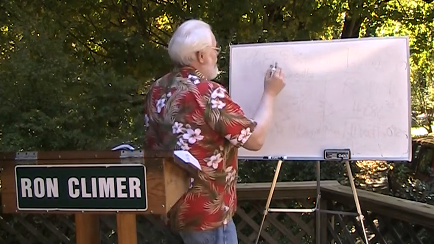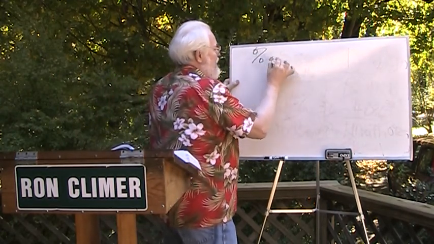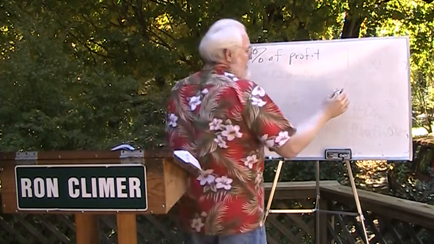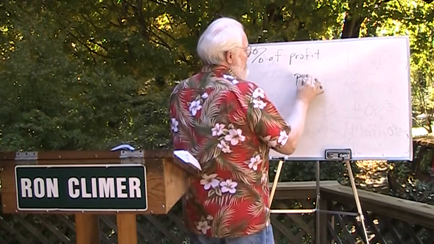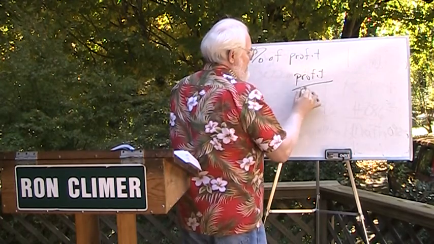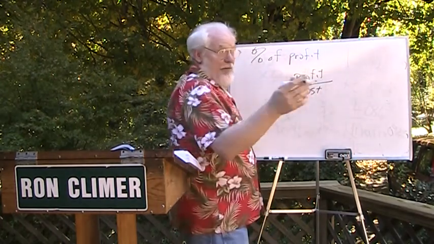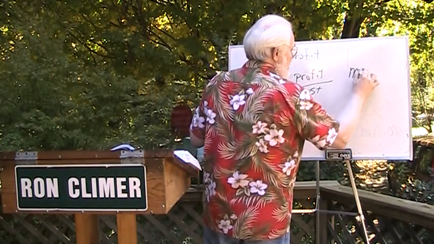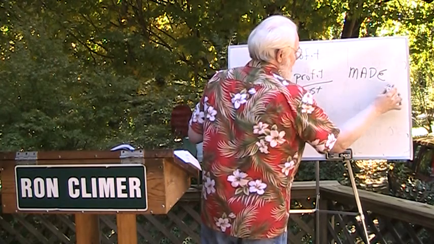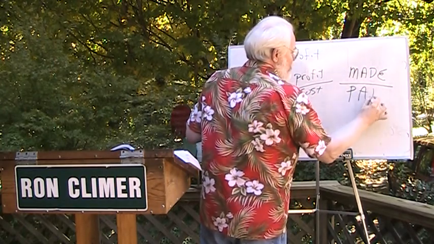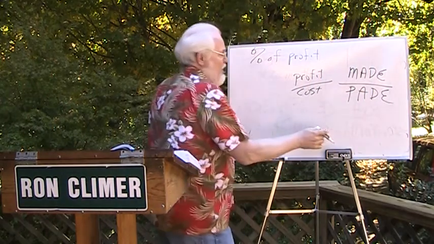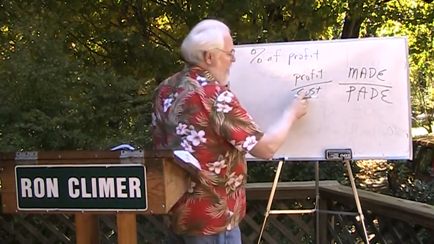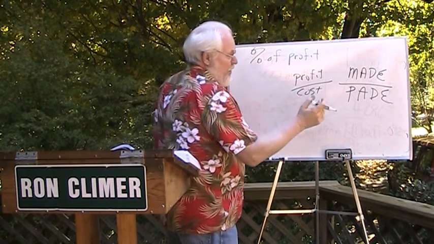This one's simple as pie. It's percent of profit. Y'all remember the formula for that? Actually it's profit divided by cost. But remember, I told you that ain't the way I learned it in the 5th grade. The way I learned it is what you made over what you paid. What you made being another word for profit. What you paid being another word for cost.